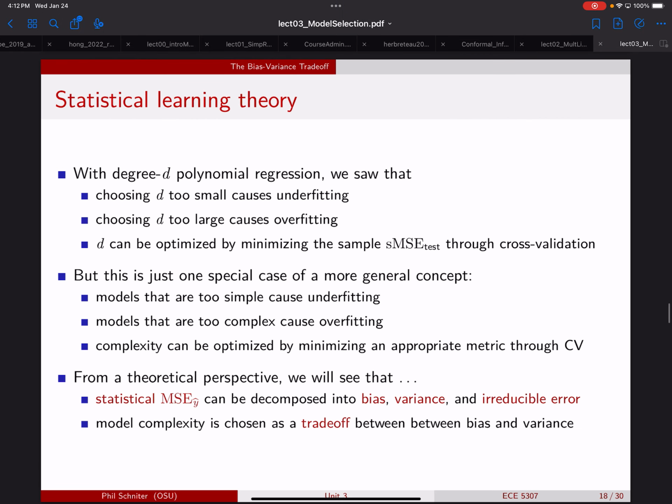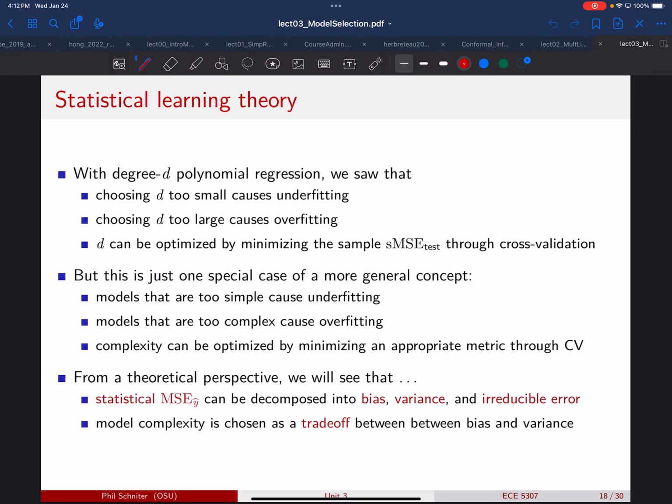So just to recap where we are, in the last lecture, we were looking specifically at the case of degree D polynomial regression. And what we saw is that if we choose the polynomial order D too small, that causes underfitting. The model is too simplistic. It can't really follow the trend in the underlying data. On the other hand, if we choose D too large, it causes overfitting. What happens is the model starts to fit the noise in the training data, and we expect to have different noise in the test data. And so basically, it's a bad thing that it's fitting a quantity that we won't have in the test data.